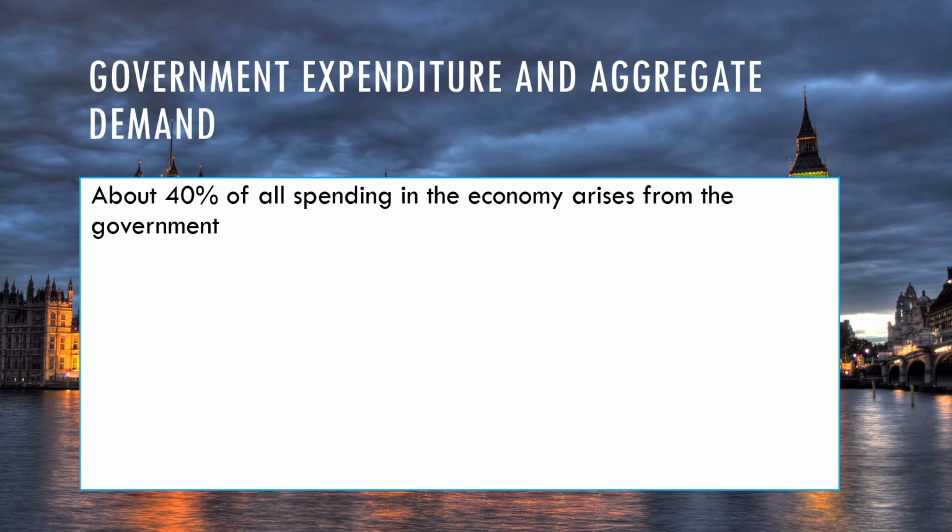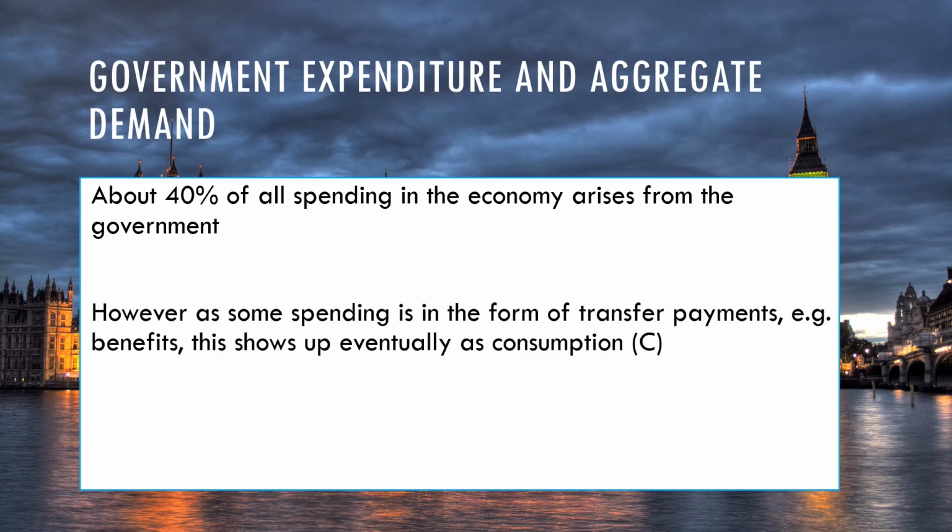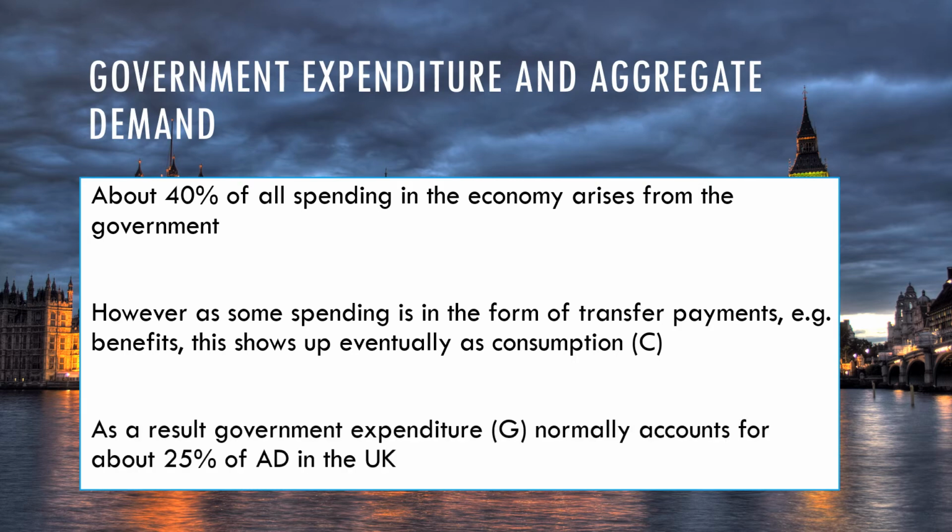But when we look at AD, that's not quite the full picture. A lot of the spending that the government undertakes is through things like welfare payments and benefits. And that money only really appears in the economy in terms of final goods and services when those people spend it as consumption. So some of the money the government spends goes to consumers who then spend it, so it shows up as consumption. So as a result, government expenditure, we would say, normally accounts for about 25% of aggregate demand in the UK.